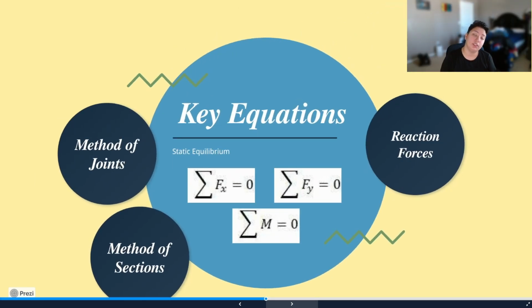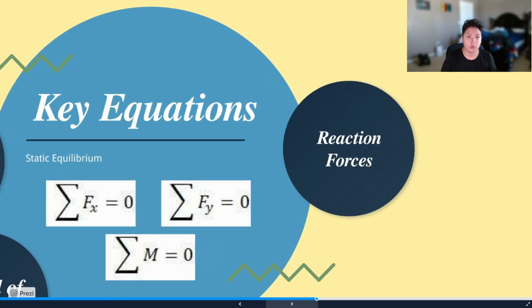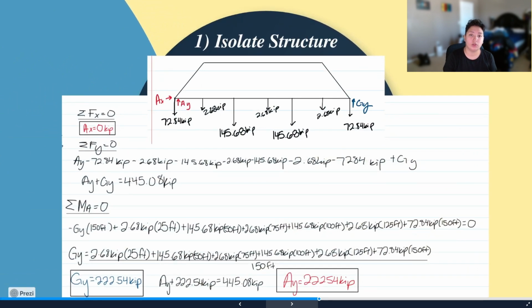Okay, so for our calculations, the key equations we used were the summation of forces in the x direction, the summation of forces in the y direction, and the summation of moments equal to 0. So taking that into account for our reaction forces, we first isolated the structure, without all of the internal supports, and we found that Ax is equal to 0 kip. The summation of AY and GY was equal to 445.08 kip. Of course, that's taking into account all of our loads.